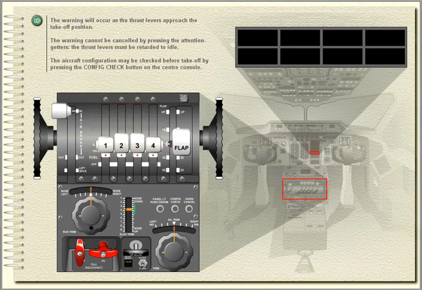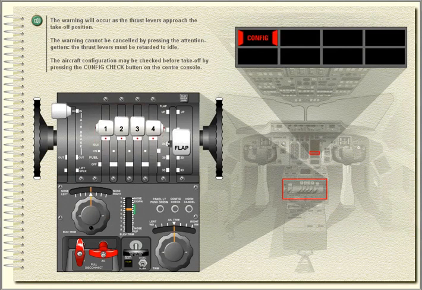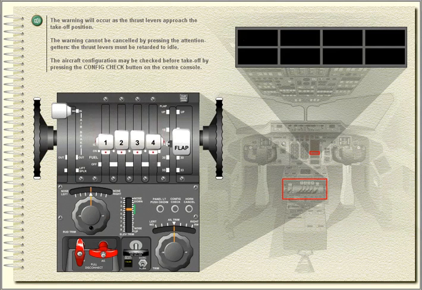The warning will occur as the thrust levers approach the takeoff position. The warning cannot be cancelled by pressing the attention getters. The thrust levers must be retarded to idle. The aircraft configuration may be checked before takeoff by pressing the Configuration Check button on the center console.